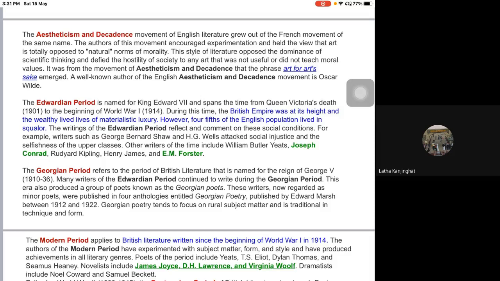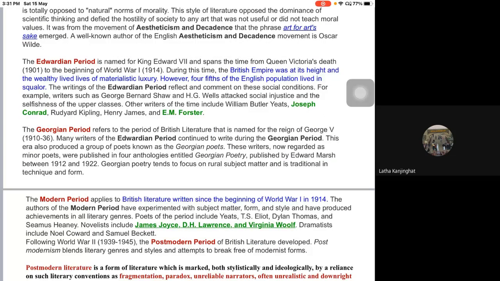Then after the Edwardian period, which lasted till the beginning of the First World War in 1914, we have the Georgian period. So this refers to the British literature that is named after the reign of George V, starting from 1910 to 1936. Many writers of the Edwardian period continued to write during the Georgian period. So this is, as I told you, not a watertight compartment. Writers who were writing during the Edwardian period continued to write during the time of King George V also, overlapping into the Georgian period.